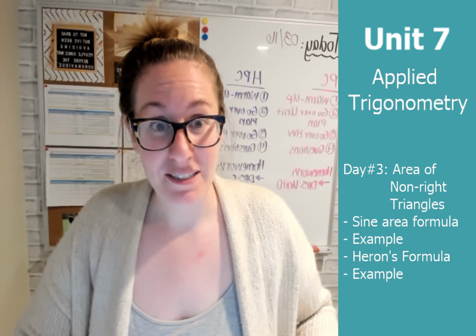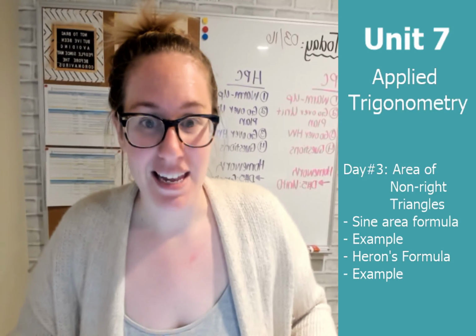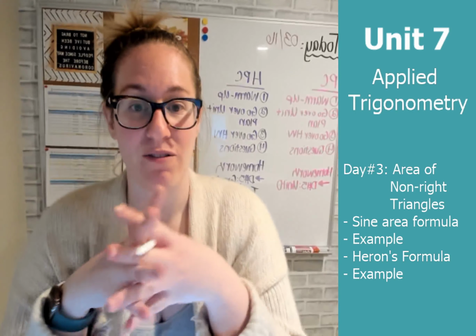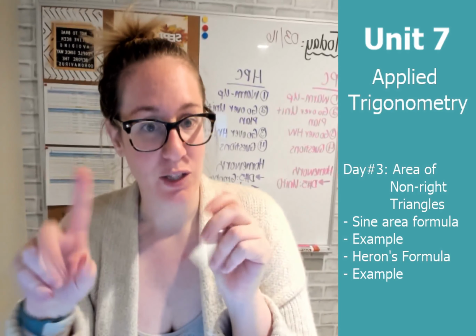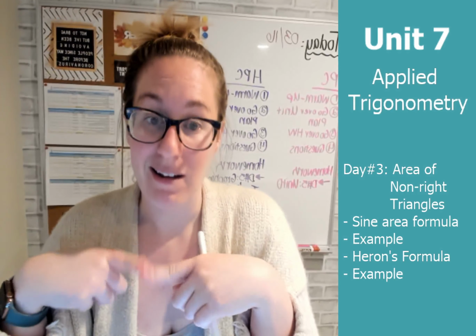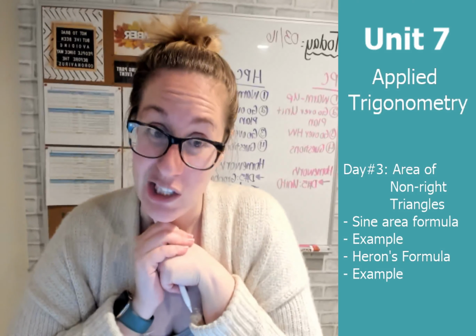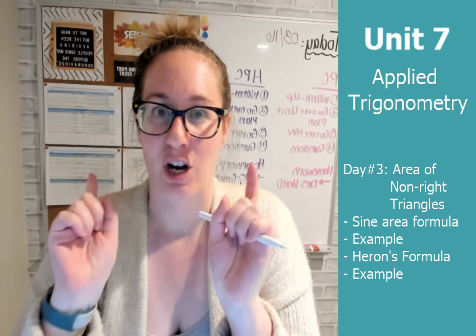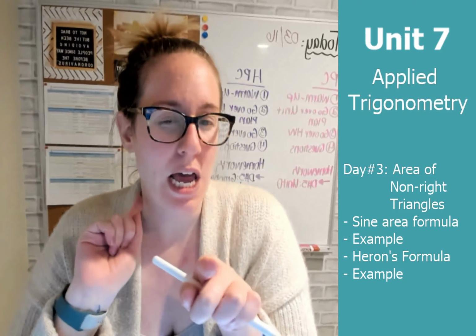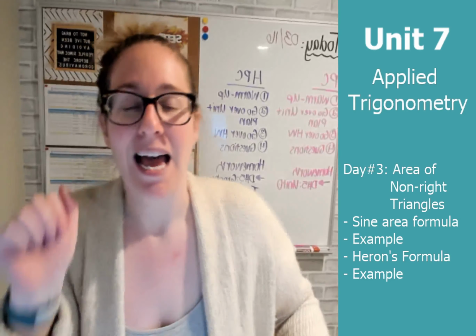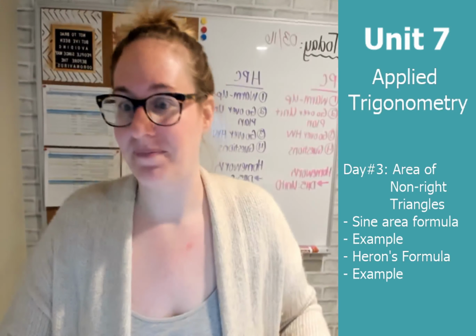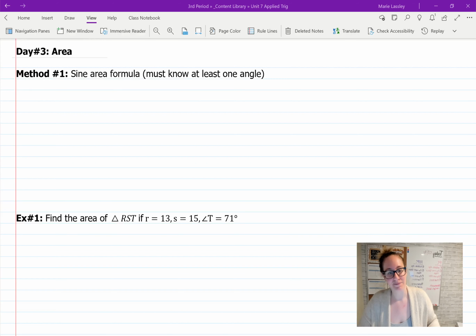Let's get to it. Today we're going to be looking at area of non-right triangles. There's two different techniques. We have a sine area formula, and then we have something called Heron's formula for finding area. And we're going to talk about when you would use each different one and how to do it, and then some examples. Here we go.